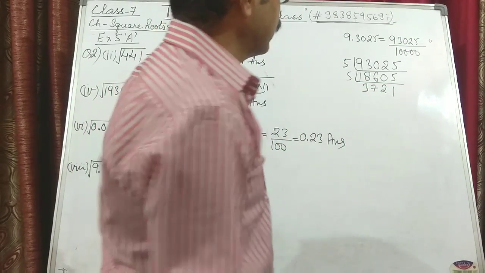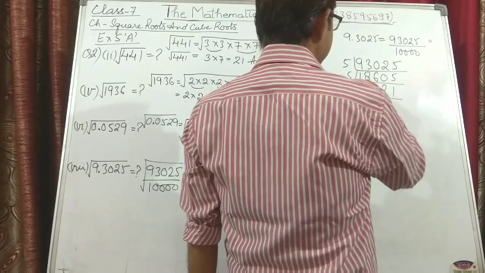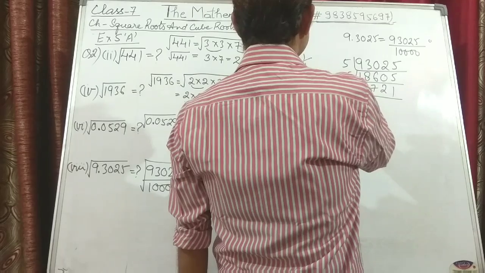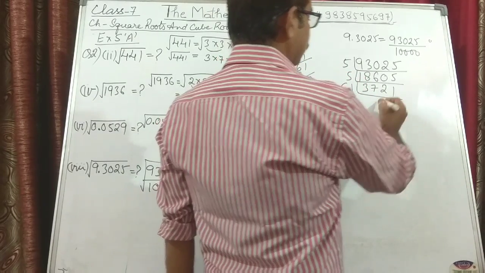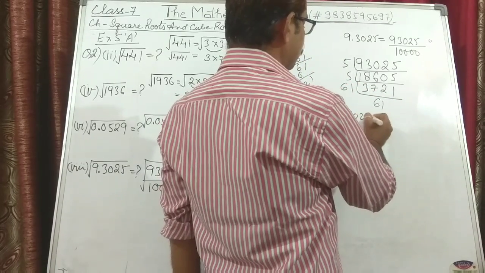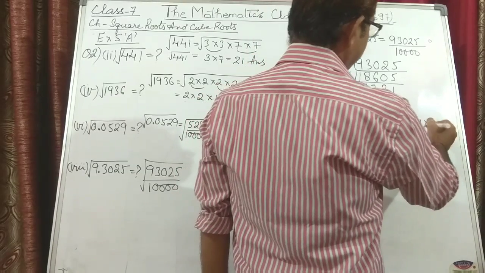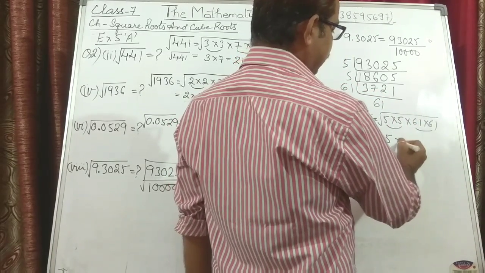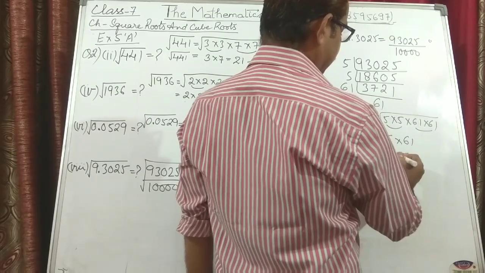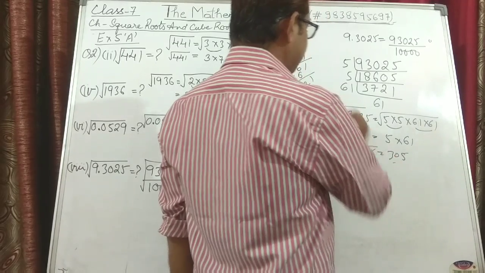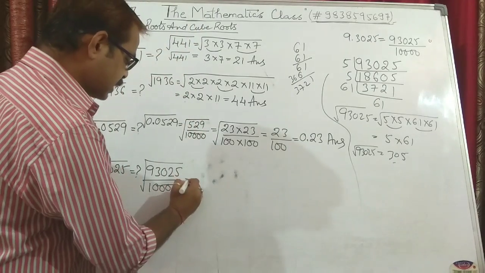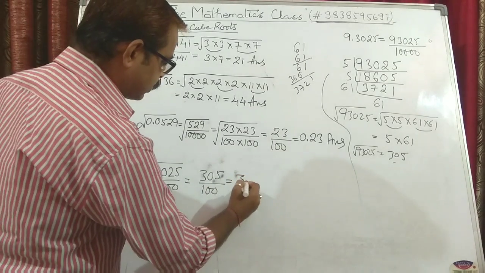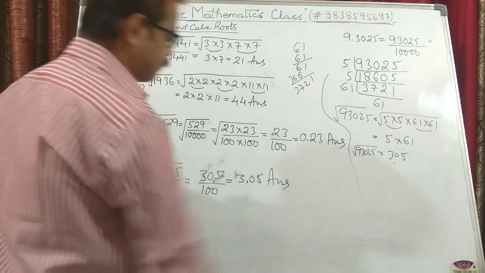Now 3721 is the square of 61. So 61 into 61, 6 ones are 6, 6 6s are 36, giving 3721. So it is 61. It means 93025 can be written as 5 into 5 into 61 into 61. So its root will be, we'll make again the pairs. Out of these two 5s, one 5 will be there, and out of these two 61s, 61 will be there. So 5 times 61 is 305, which means under root 93025 is equal to 305. So this can be written as 305 upon under root of 10,000, which is 100. So that will be 3.05, the final value.